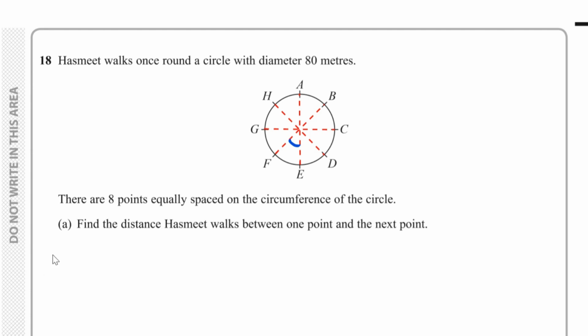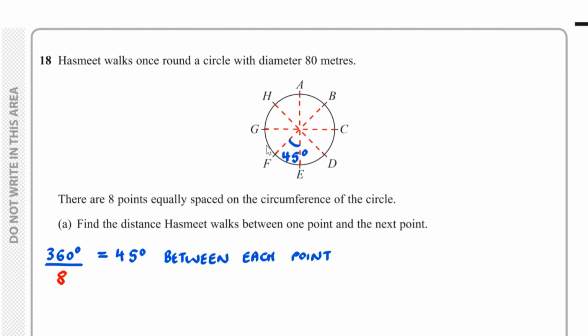So we've got 360 degrees, and if I divide this by 8, because we've got 8 sections, it turns out we have 45 degrees between each point. So here we have 45 degrees.